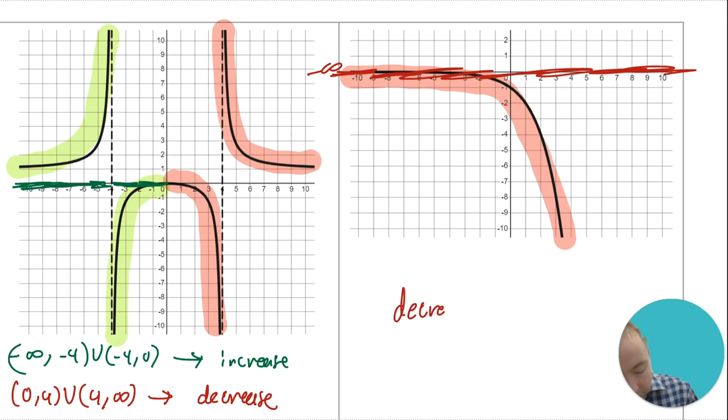So the probably best way we could say that is just decreasing on R, or the entire real number line, the entire x-axis. If you wanted to use interval notation and say -infinity to infinity, that would of course totally be fine too.